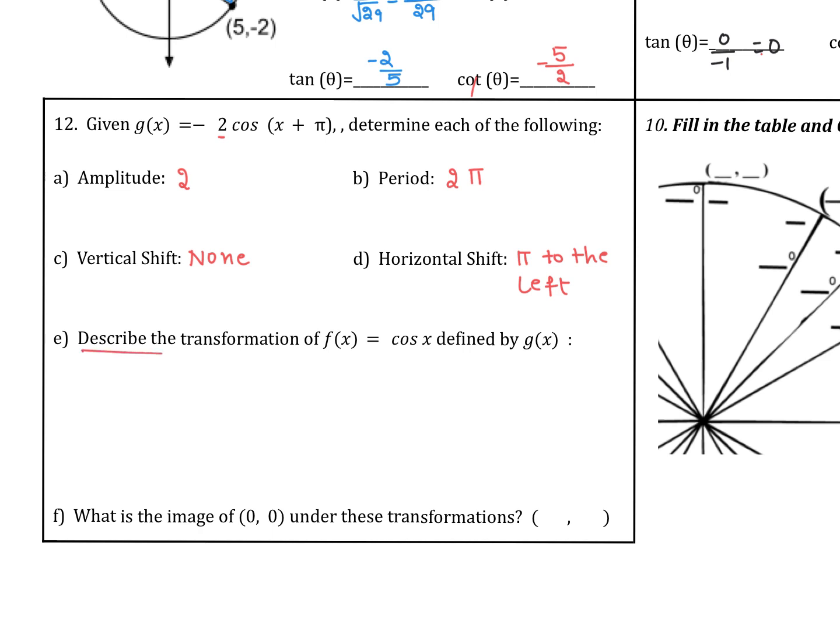Describe the transformation of this completely. So the negative in front means it's a reflection. The 2 in front means it's a vertical stretch by a factor of 2. Plus pi means move left pi units.